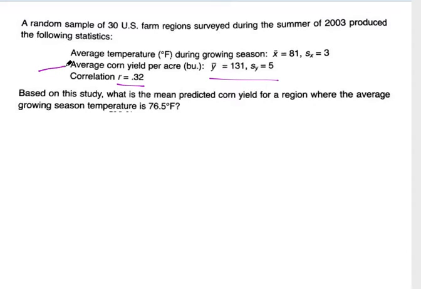Okay, well, this is what that's asking for. What is the mean predicted corn yield for a region where the average growing season temperature is 76.5? Okay, so there's my temperature. What's the predicted value going to be? That tells me I need a line, and I'm going to plug in my x value and come out with my y hat value. That's what I need. So we're going to calculate B0 and B1. Have your calculators in front of you so you can do this problem with me.